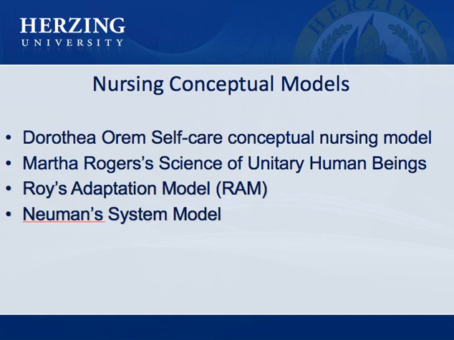Roy's adaptation model, 1970, views humans as biopsychosocial beings in constant interaction with the environment, adapting through a series of responsive modes. Betty Neuman, in 1972, introduced her systems model, which focuses on the total person protected from client system stressors by a flexible line of defense, with nursing interventions taking place at different points in this dynamic relationship.